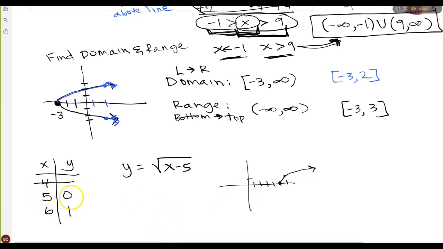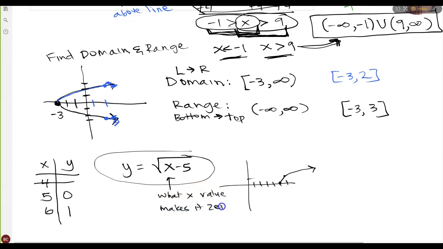So if you're given something other than a straight line to graph, I highly recommend you pick some points. On a square root, figure out what x value is going to make that whole thing 0. That will make it easier to tell where the graph begins, because this graph does not go down below. It has a starting point, and it's here, and it goes out to infinity that way.